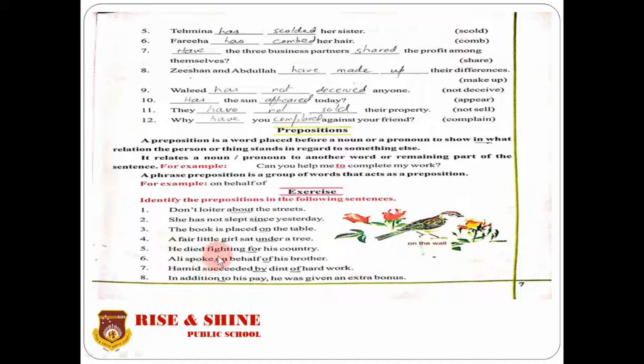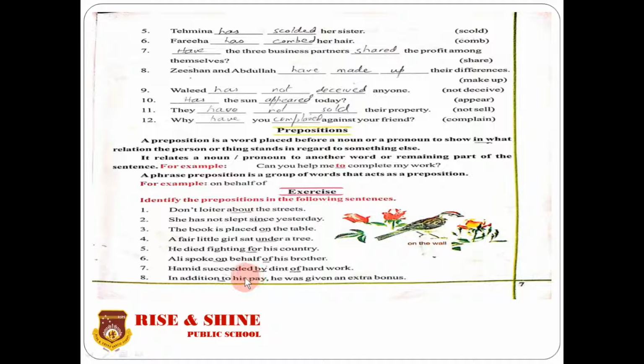Number six, Ali spoke on behalf of his brother. Now notice that we are going to have a look at this sentence, on behalf of. It's a phrase preposition, and you have to underline it, on behalf of. Is it clear? Number seven, Hamish succeeded by dint of hard work. In this sentence, notice there is again a phrase preposition, by dint of. You are going to underline it.